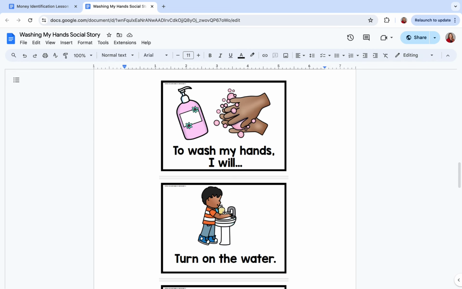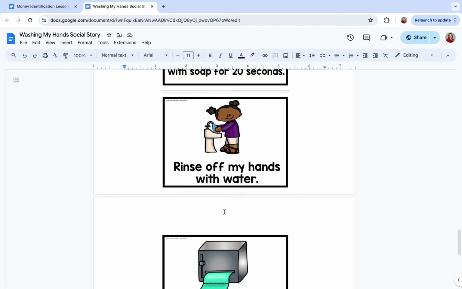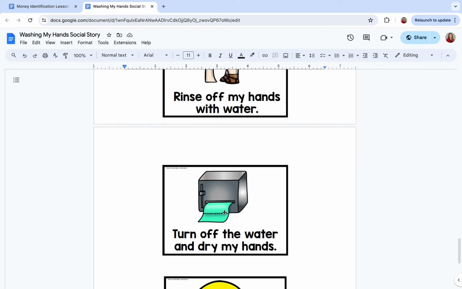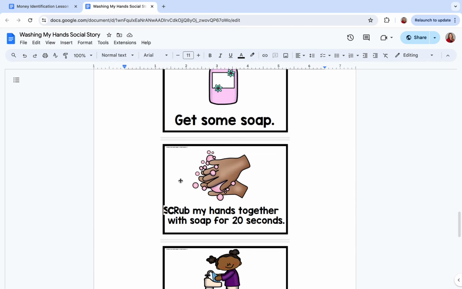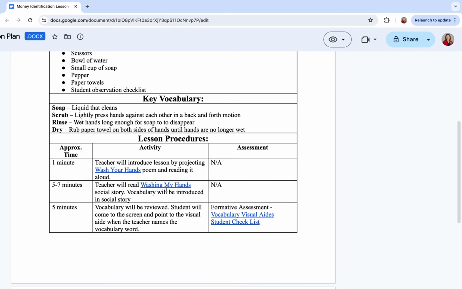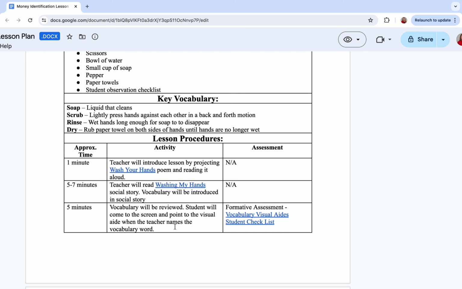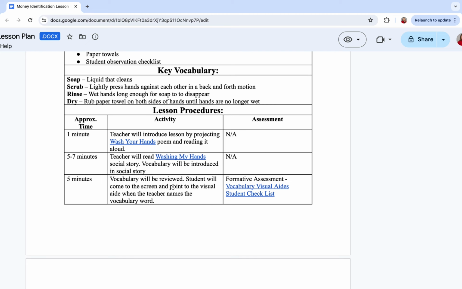And then at this time, it goes through the sequence of washing your hands, including the identified vocabulary, such as dry, rinse, scrub, and soap. During that time, the vocabulary will be heavily emphasized. Following that, vocabulary will be reviewed.